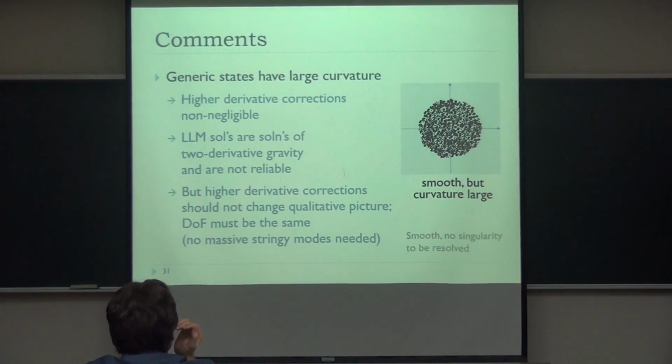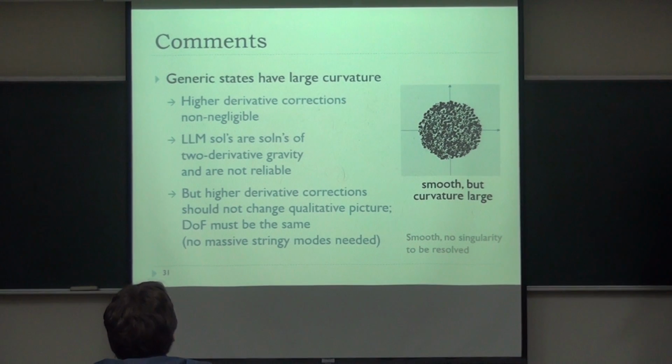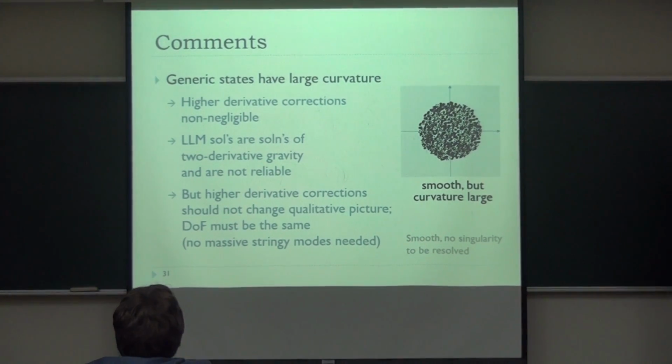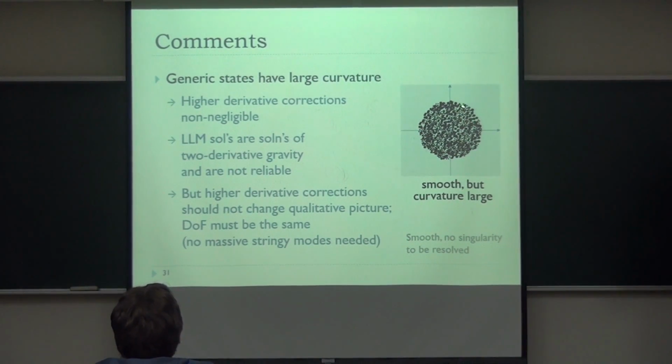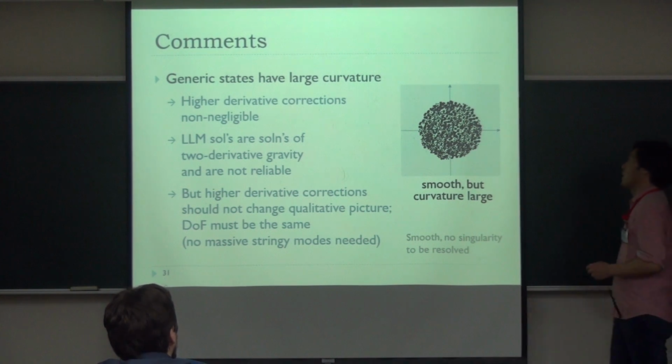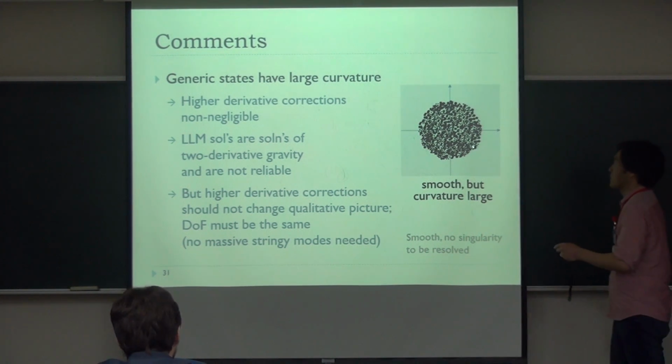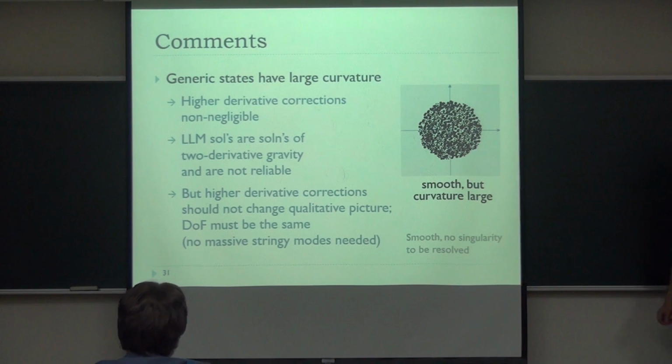Okay, some comments are in order. So generic states have large curvature. We said that you can consider such a configuration. This is smooth and regular, horizonless. But if you compute the curvature of such a configuration, the curvature is really large because the curvature is inversely proportional to the typical size of the droplet structure. So if you want to consider such a solution, higher derivative corrections are really important.